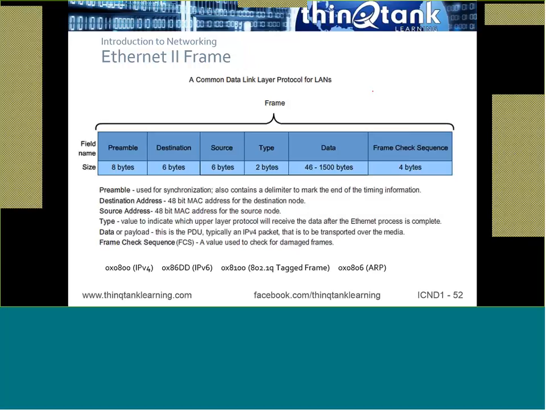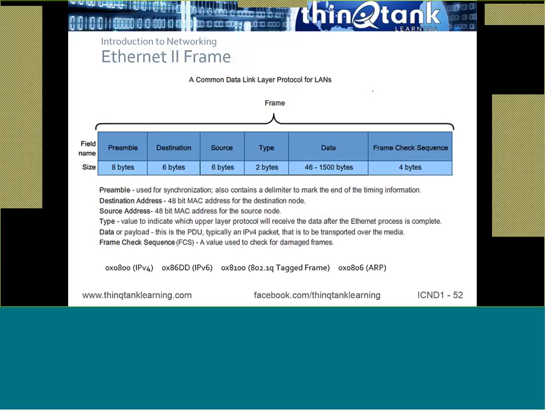For example, a router needs to know, okay, am I going to process this through my IPv6 control plane, or am I going to process this through my IPv4 control plane? And of course, the type field will allow us to identify that. Same thing for a host.